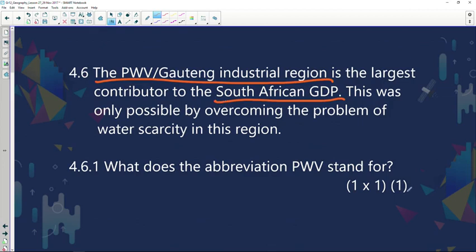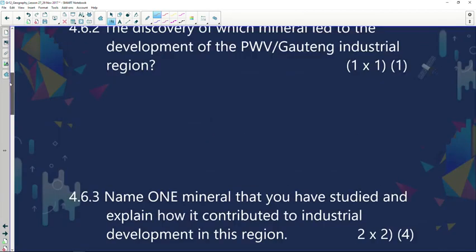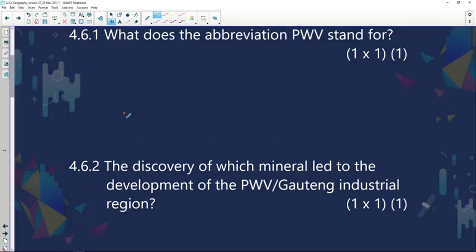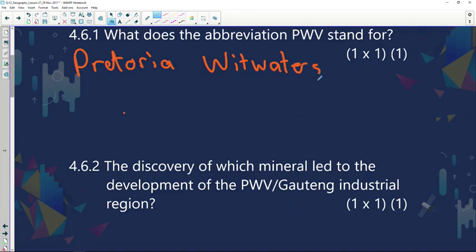Now, first of all, if you look at the first question, 4.6.1, what does the abbreviation PWV stand for? It's basically the area in Gauteng, but it stands for Pretoria, Witwatersrand, Vereniging.